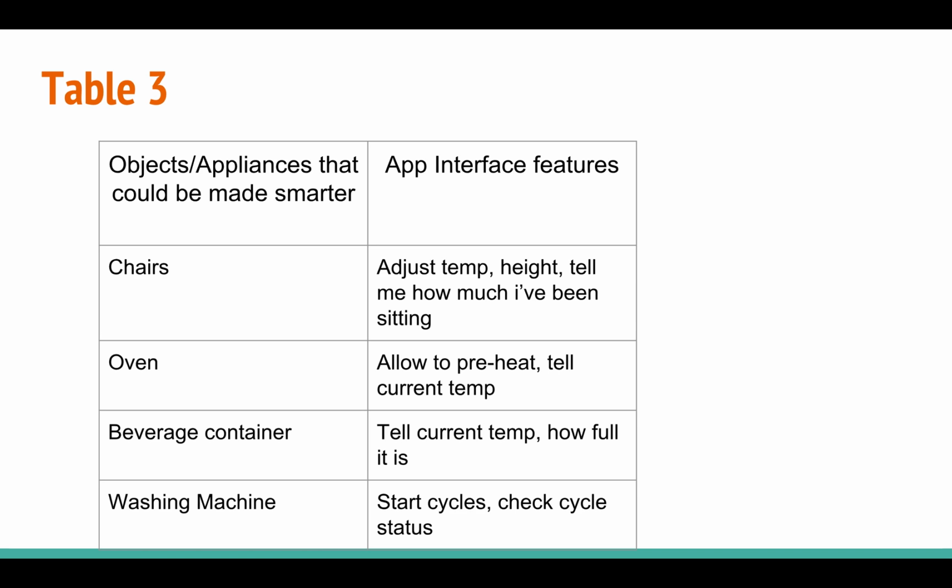And lastly, what if there was a washing machine that allowed me to start and stop cycles or check cycle status? Your job is to complete those three tables and submit those onto Shobi under app ideas. If you have any questions, let me know.